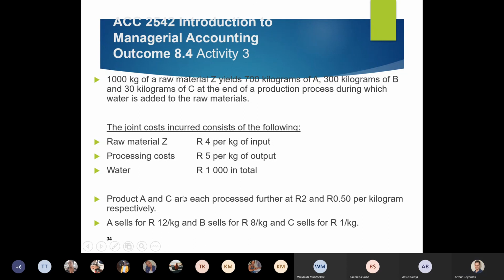A and C are now processed further at 2 Rand and 50 cents per kilogram, respectively. A sells for 12, B sells for 8, and C sells for 1. So if you can see, A is a 12 less a 2, that gives you the net realizable value. And then C sells for 1, and it's got a cost of 50 cents, so it's got a net realizable value of 50 cents.